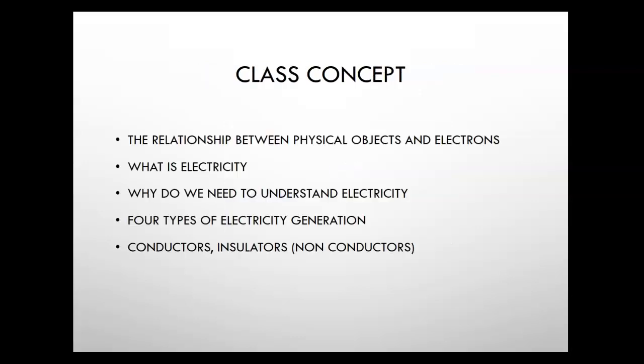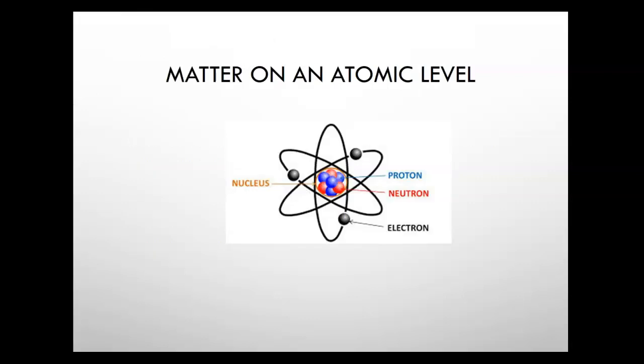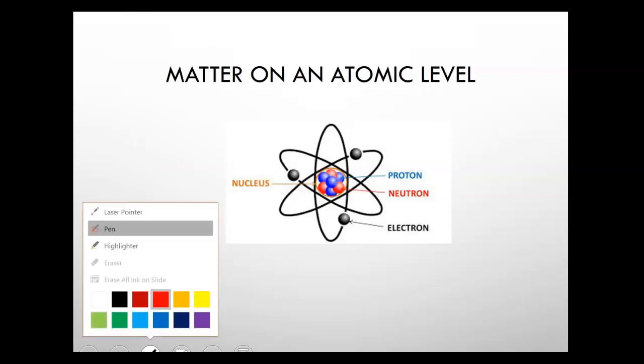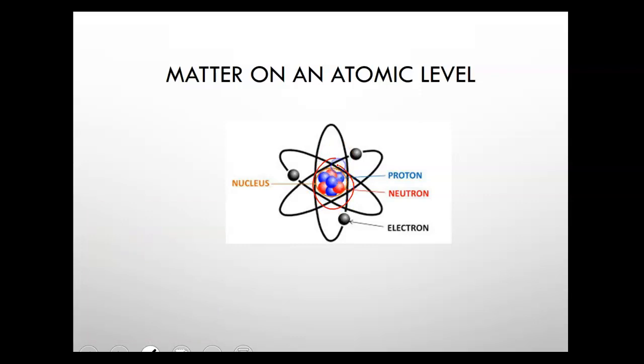Okay, let me get a pen. So we have the nucleus here, and the nucleus itself has inside of it protons and neutrons. This is the core of any atom in the world. Of course, they vary, but every material consists of atoms. The protons have a positive charge. The neutrons have a neutral charge, so-called N, no charge, and the electrons have a negative charge.